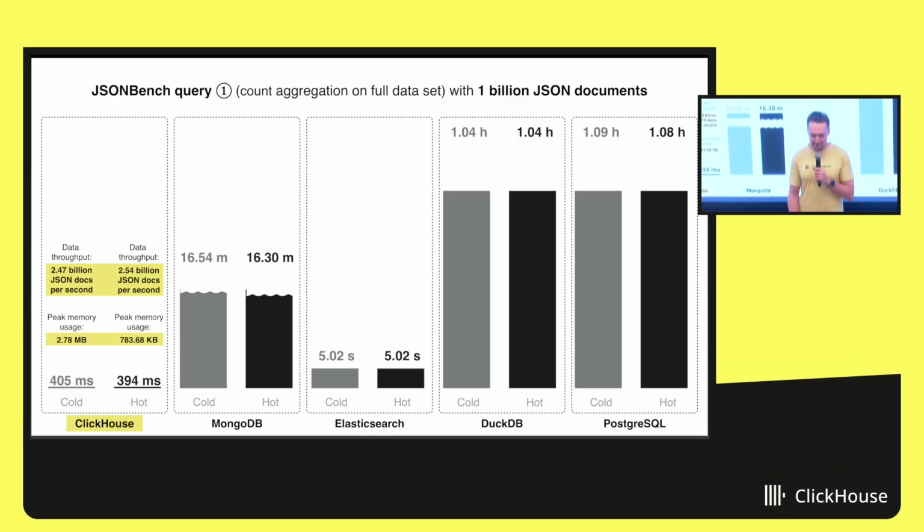And similarly, Postgres is not an analytical database, but it does have native support for JSON, so we expect at least some performance from it, but it did not meet expectations.